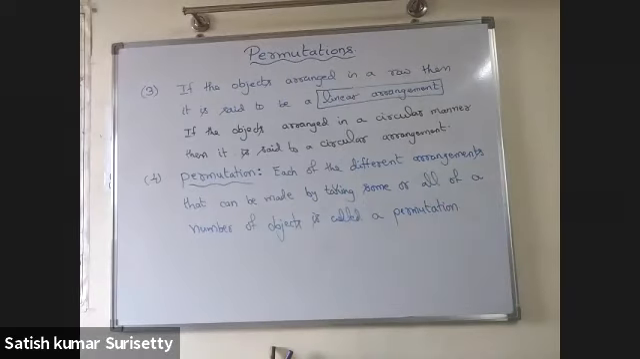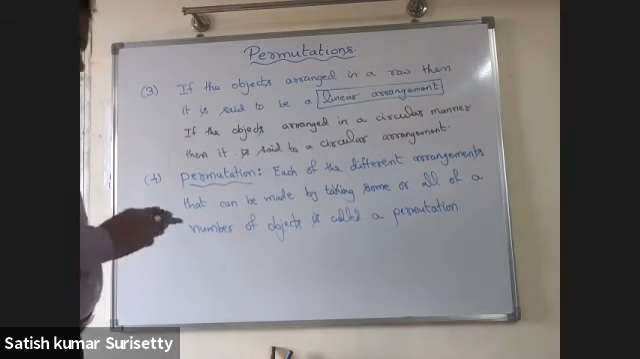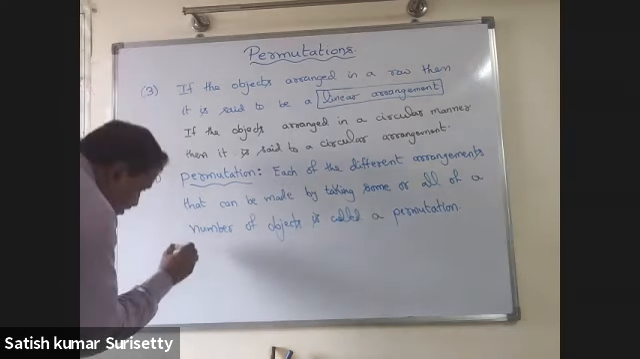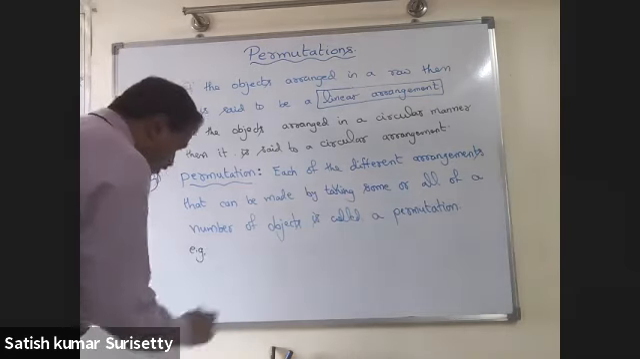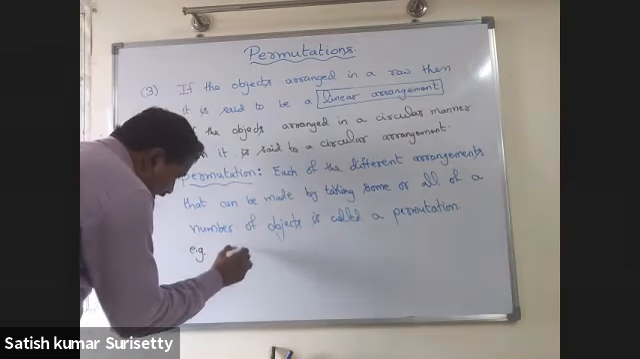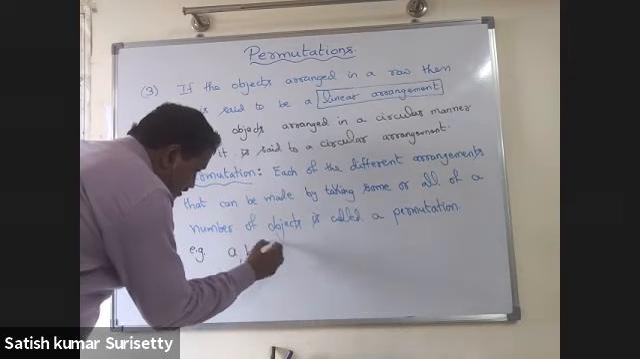Each of the different arrangements that can be made by taking some or all of a number of objects is called a permutation. Let us take an example so that it will be more clear. Let us consider here having 4 objects A, B, C, D.